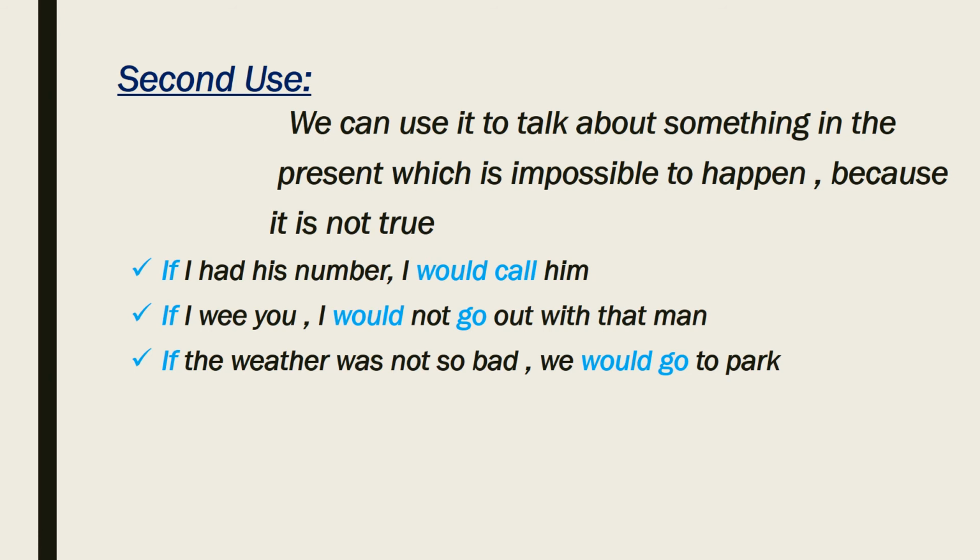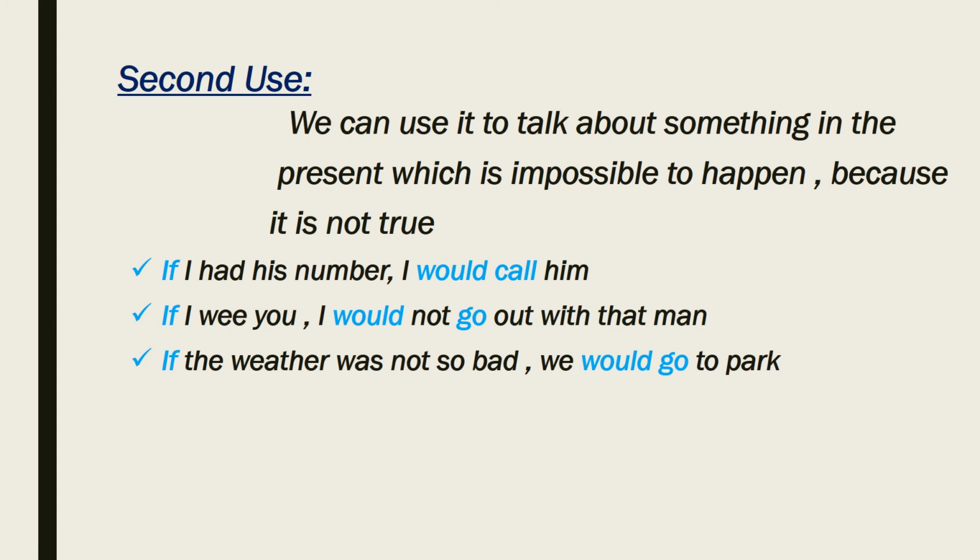So if I were you, sorry, this is a typing mistake, there is were, W-E-R-E, were. If I were you, it is impossible, because now, in the time he is talking, how can you be replaced by him? If I were you, I would not go out with that man. So now he's talking, and it is not true, it is impossible to happen. So just an imaginary case.